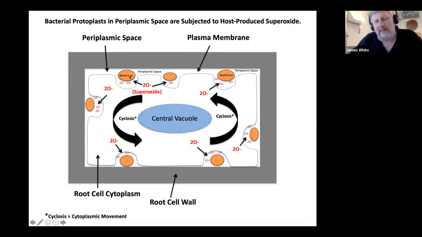So the plant can detect when those microbes are in that periplasmic space. And I'll tell you the take home now is that they can detect them because these microbes are producing ethylene. And so they can detect that ethylene and then they will actually respond by secreting superoxide. And that's just O2⁻. The O2⁻ out here, that's the superoxide that's being produced and put on those microbes.